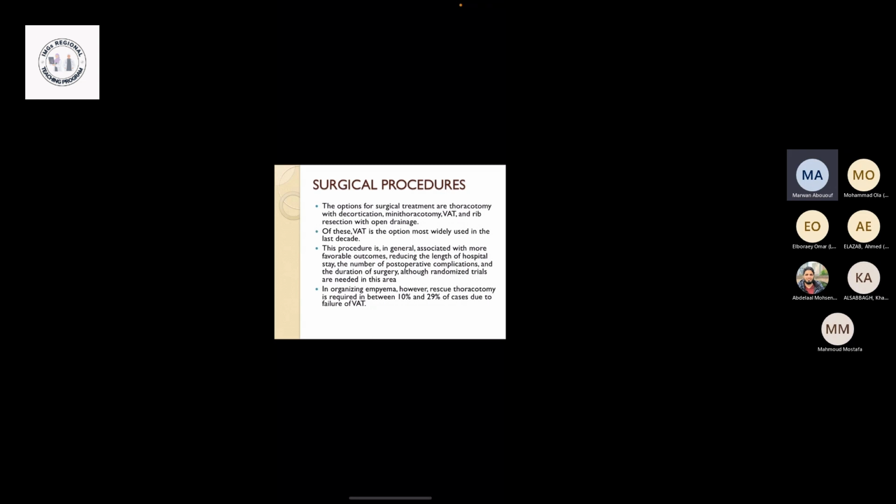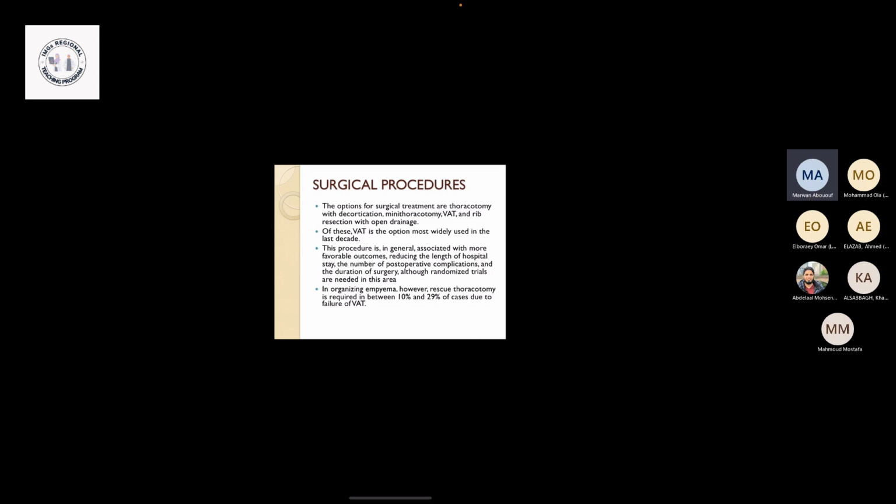The fourth line of management is the surgical procedure. The options for surgical treatment are thoracotomy with decortication, mini thoracotomy, video-assisted thoracoscopy, and rib resection with open drainage. The most commonly used is video-assisted thoracoscopy.